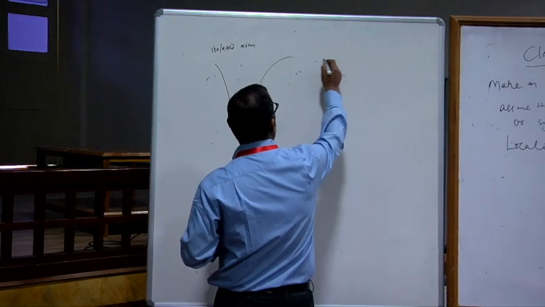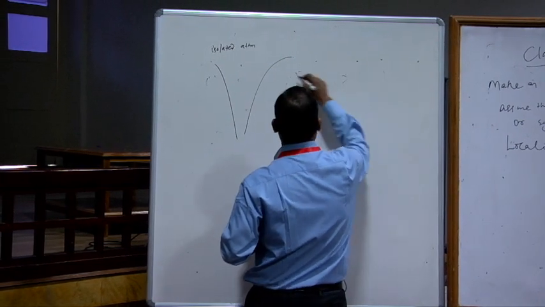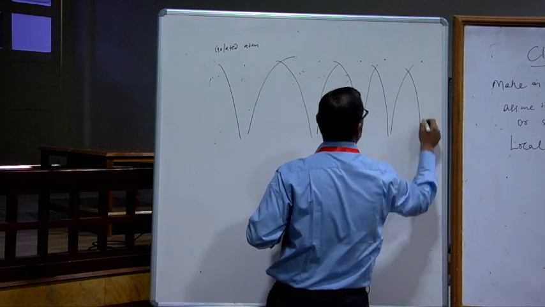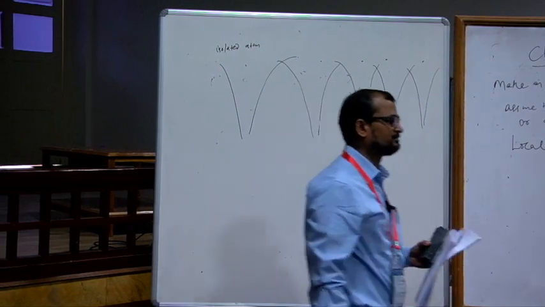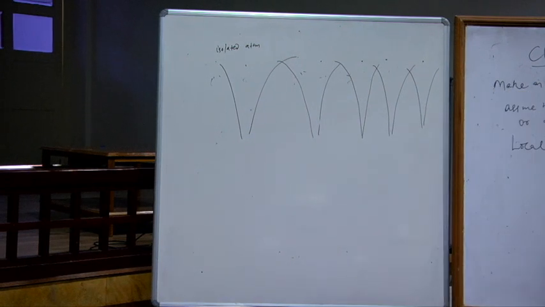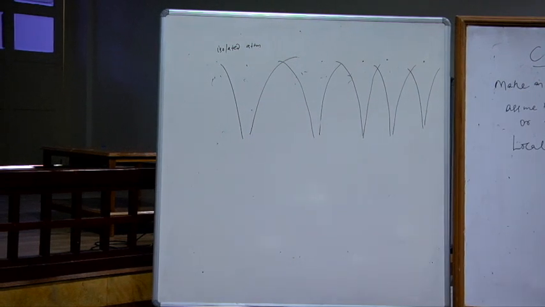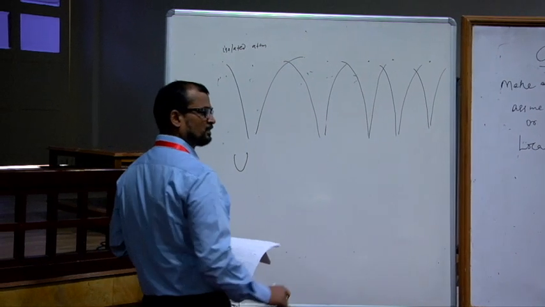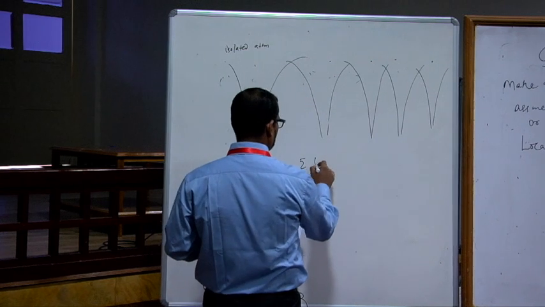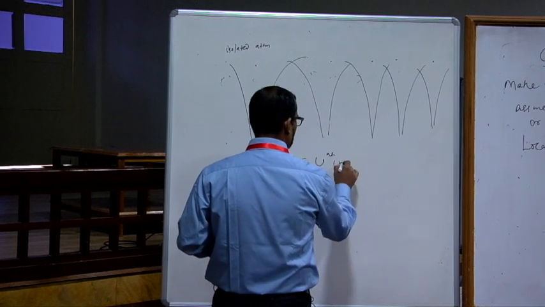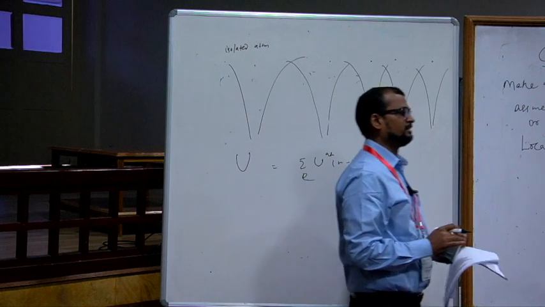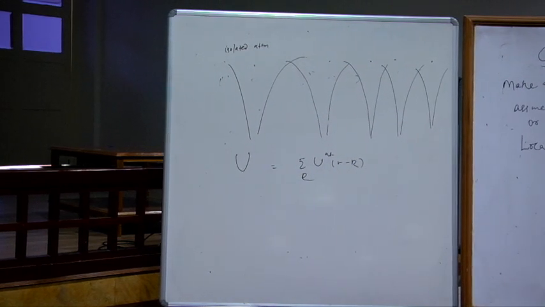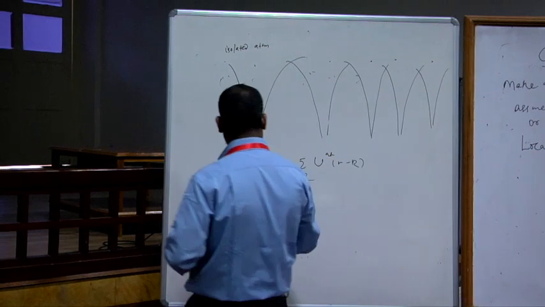Now you bring a collection of such atoms. The potentials superimpose with each other, and you create a net potential U, which is nothing but the summation over U atomic of r minus R, where capital R is the atomic site. Now this U, if it's a crystalline system, is periodic.